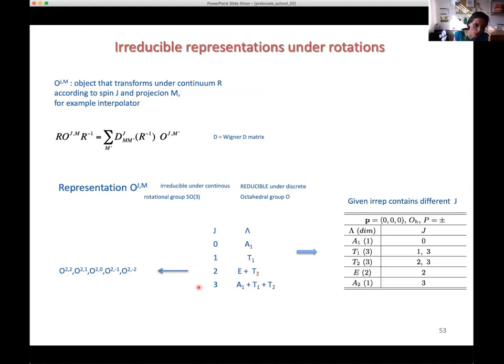And if you turn this table around, I write here irreducible representation on the lattice. For example, you can see spin 2 will happen in T2, and it will happen in E. That's good. And besides, you can see that if you simulate in this irreducible representation, for example, T1, which is a good quantum number on the lattice, then you'll get contributions from spin 1 and spin 3.